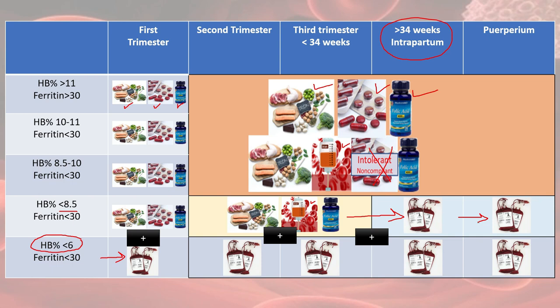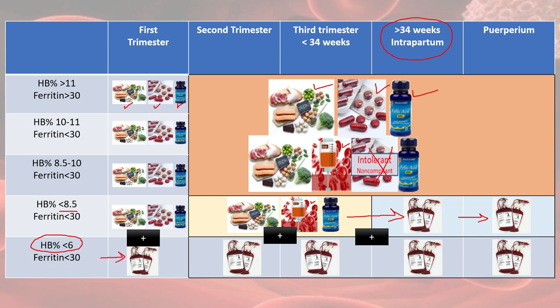The patient is not allowed to be anemic in puerperium. This will lead to secondary postpartum hemorrhage and puerperal sepsis and subinvolution. So we also correct anemia in the puerperium. If it is severe anemia less than 8.5 or 8, we give packed RBCs.